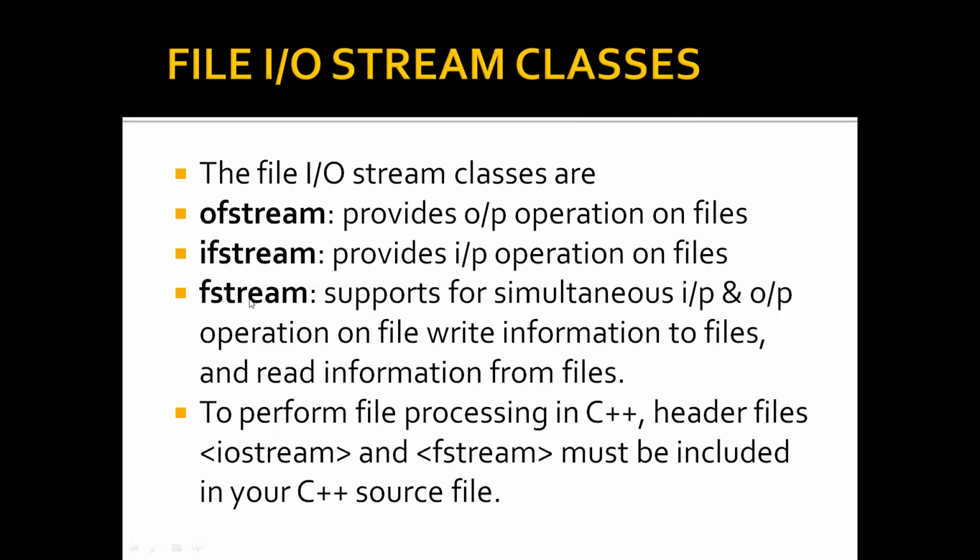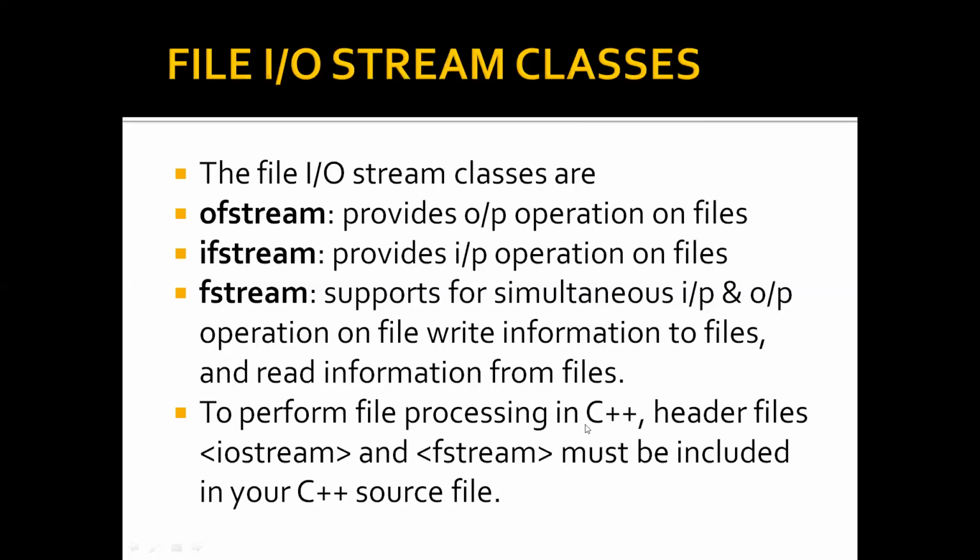The next one is fstream. fstream is the combination of ofstream and ifstream. It supports simultaneous input and output operations on a file, to write information to a file and read information from a file. That is nothing but fstream. Input is to read the information from a file, output is to write the information to a file. To perform file processing in C++, the header files iostream and fstream must be included in your C++ source file.